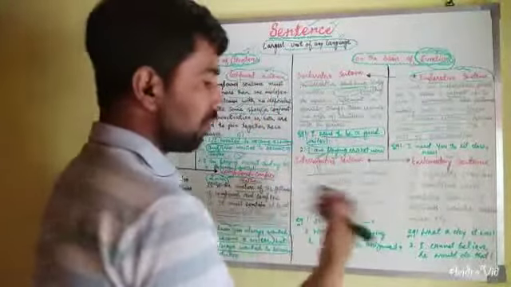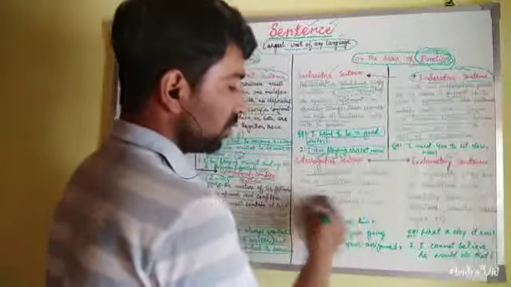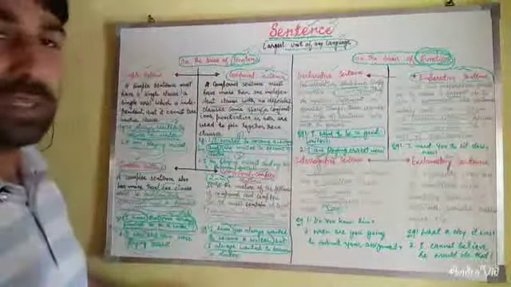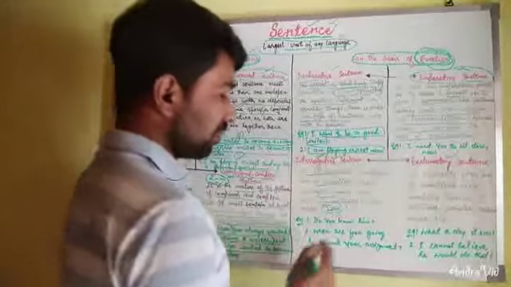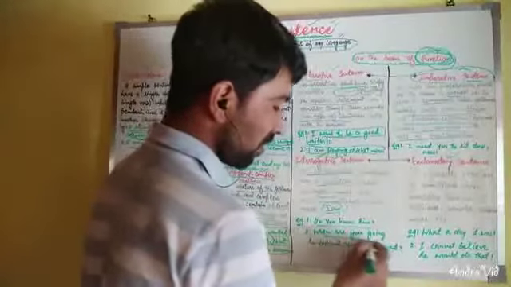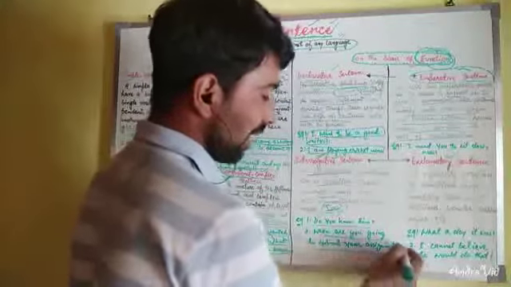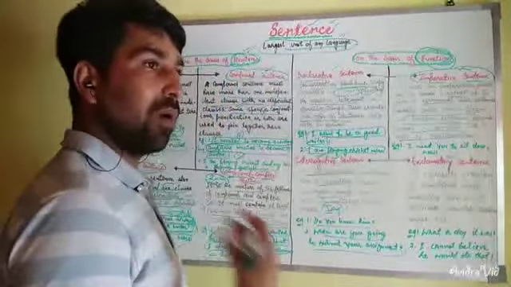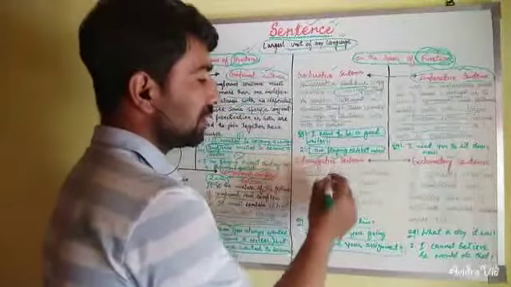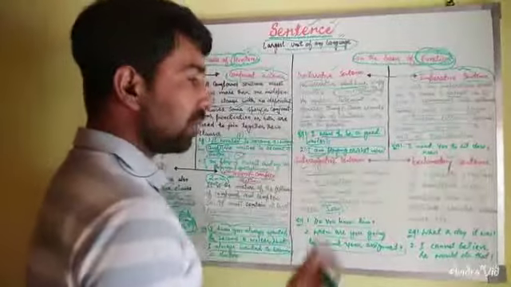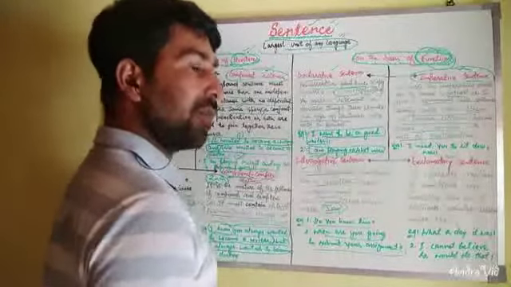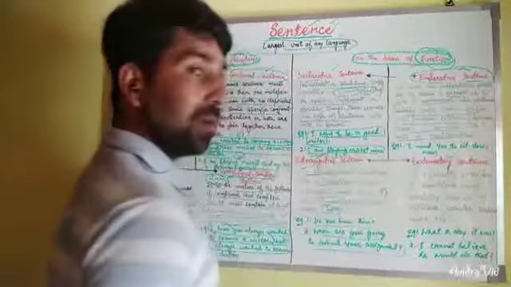Then we have the interrogative sentence, and it is obvious to everyone that it asks questions. We also call them tag questions. So whenever you ask any question, that is an interrogative sentence. "Do you know him? When are you going to submit your assignments?" All kinds of questions which you ask are interrogative sentences, and they every time end with a question mark.